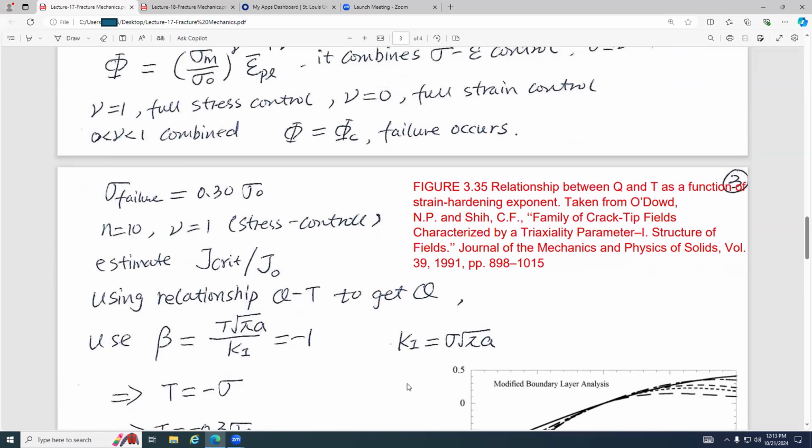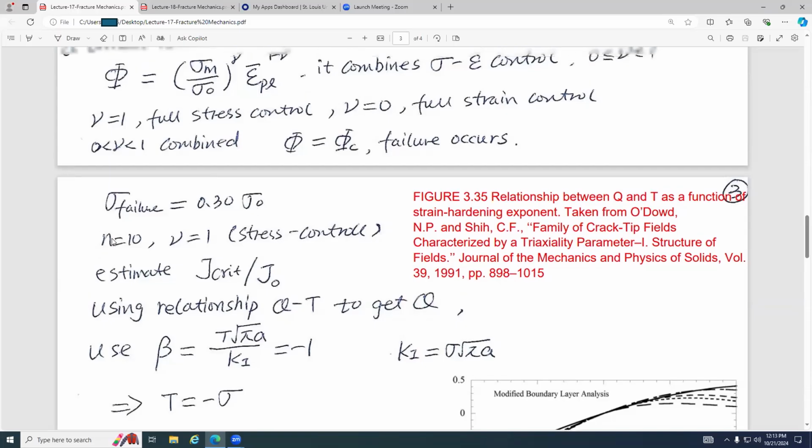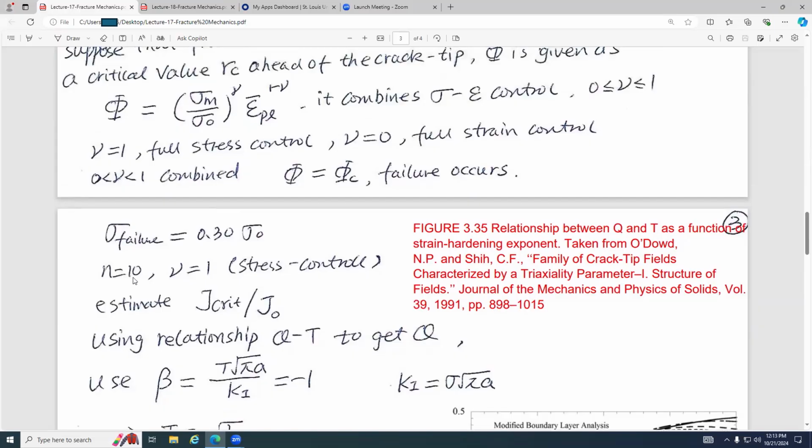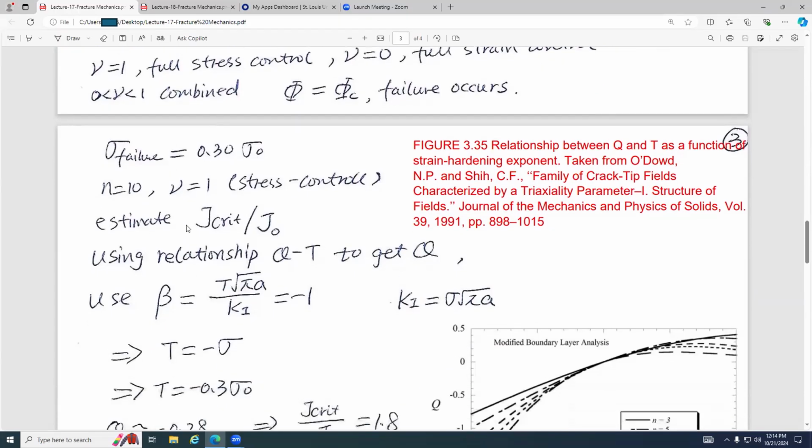Then, usually this is the sigma failure. We use 0.3 multiplied by sigma 0. Sigma 0 is a reference stress, which usually equals the yield strength. Sometimes when n equals 10, n is the material hardening exponent, and we use gamma equals 1, it means that it is a stress control. Then we estimate the J critical over J0 and use the relationship of Q and T to get a Q.